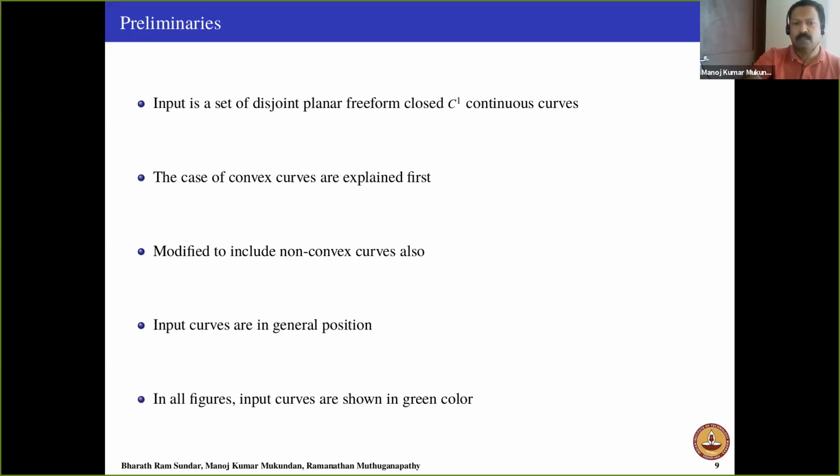Here the input is a set of disjoint planar freeform closed C1 continuous curves. The case of convex curves is explained first, then modified to include non-convex curves also. It is assumed that input curves are in general position. In all figures, input curves are shown in green color unless specified otherwise.